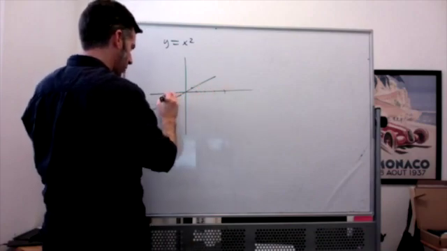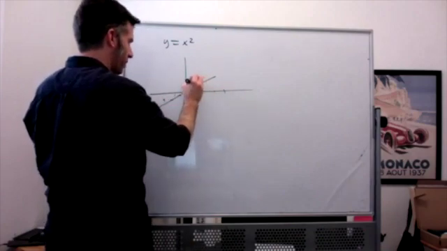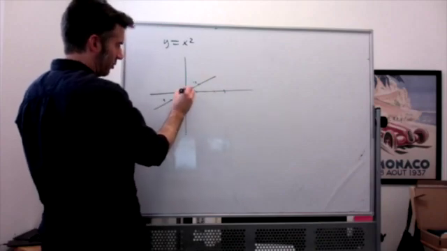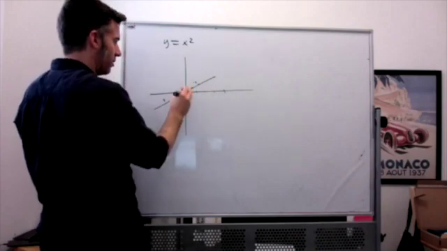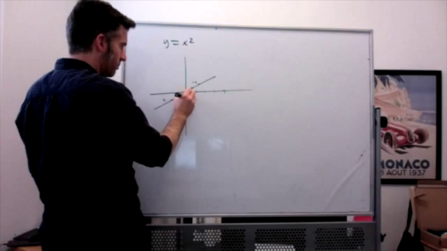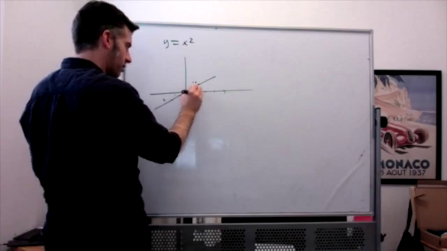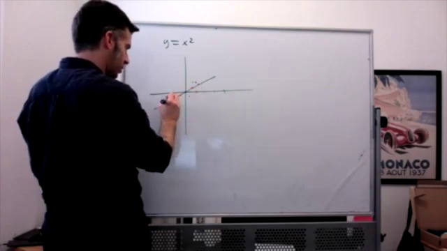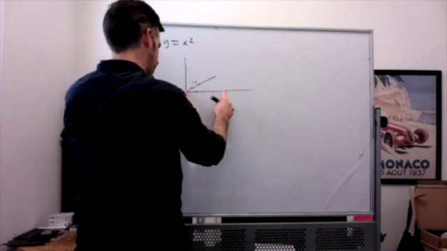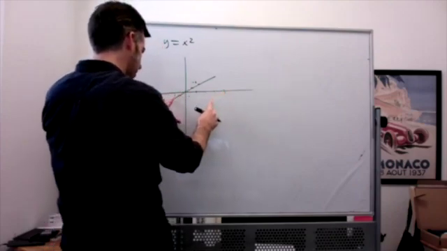Right? So I'm trying to draw 2 points here. So I get the point 0, 0, right? X is 0, y is 0. I get the point 1, 1. Right, not this way. Yeah, that's not right. I get the point 2, 4. So we can go like that. Like that.